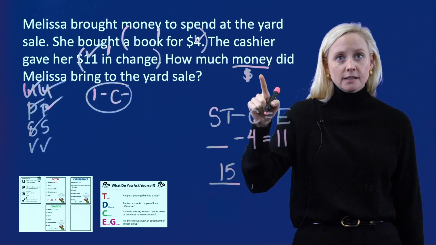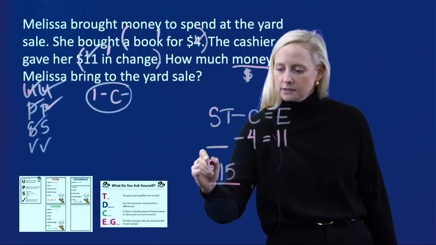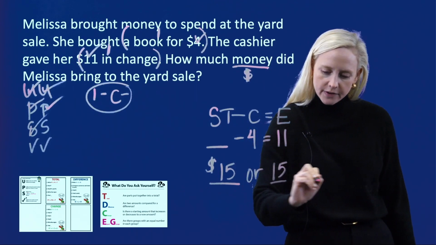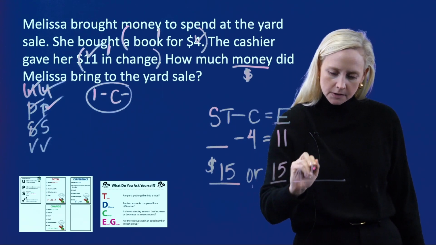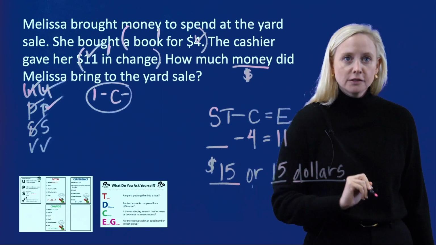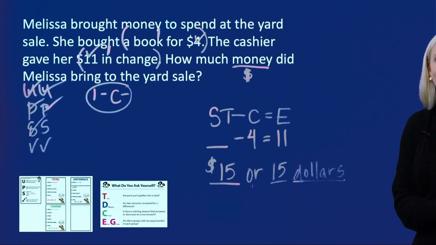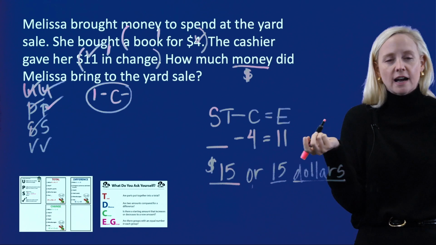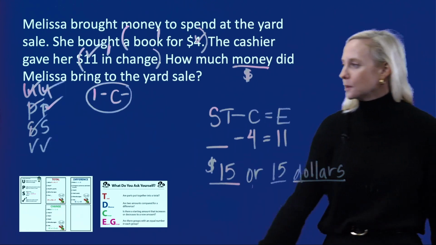So I have my number answer. Now I need my label answer. Well, I put a $ sign here, so I can do $15. Or if students want to write out $15, hopefully their markers are a little bit less squeaky than mine. If they want to write out $15 or have the $ sign, they can do either one of those examples.